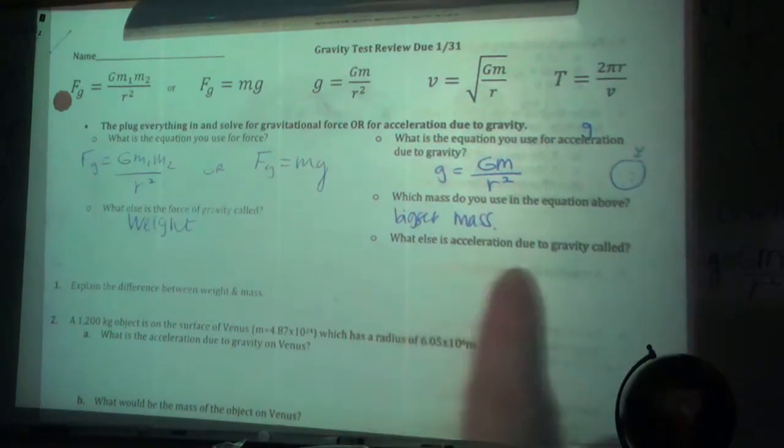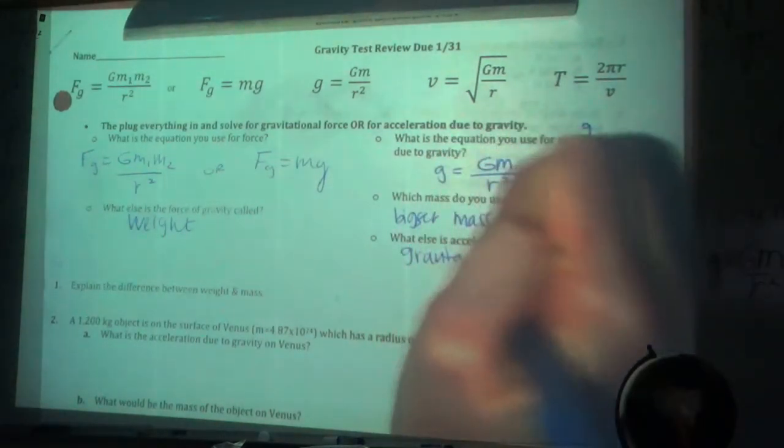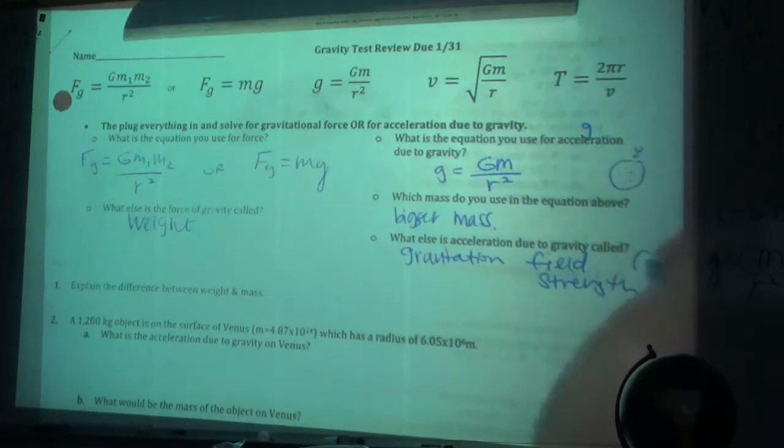And what else is acceleration due to gravity called? It's called the gravitational field strength. You need to know that that is the same thing. Those both mean little g.